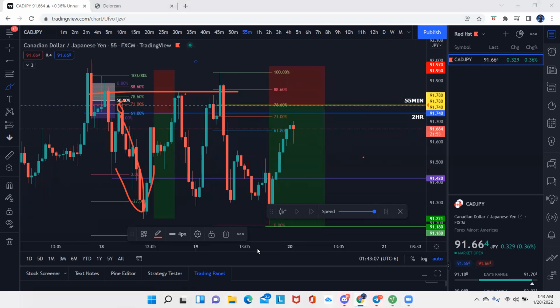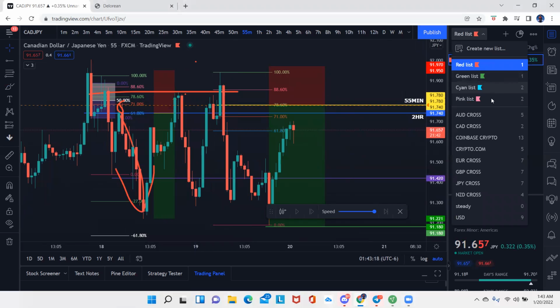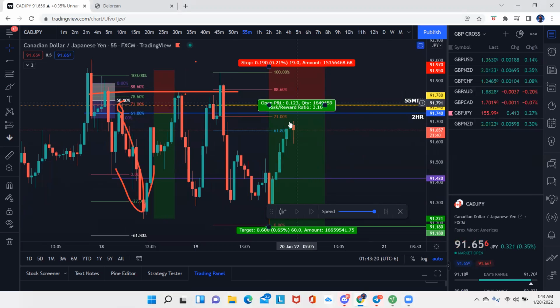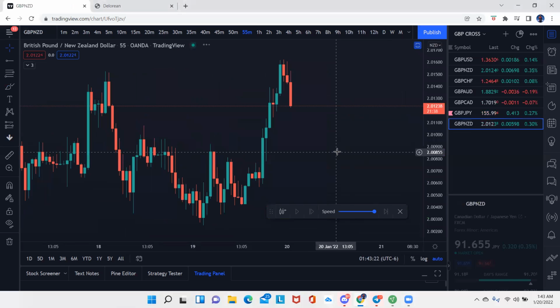So does a fib give you different percentages on each time frame? No, the fib is going to be the same no matter what time frame. That's also a good question. The fib is going to remain the same, so the fib has nothing to do with the actual time frame itself. Good question though. So let me go back to GBP and ZD so I can finish breaking this down. Then I'm going to go to CAD JPY and then we'll finish with the call.